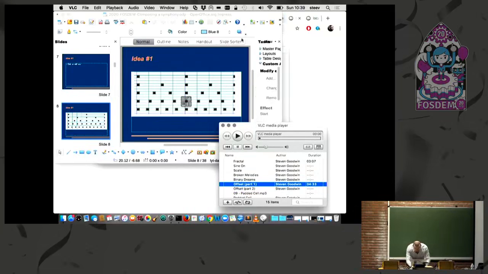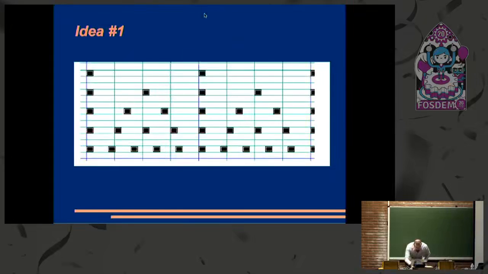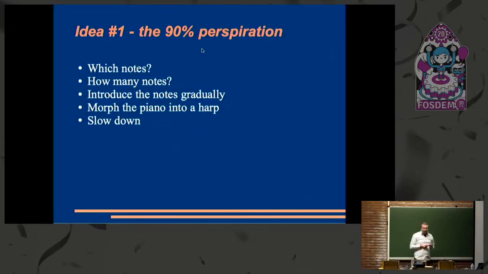If you want to see some code, I might even have some. Not yet. I've got some code later. So that was the first idea. I added a few tweaks to it.